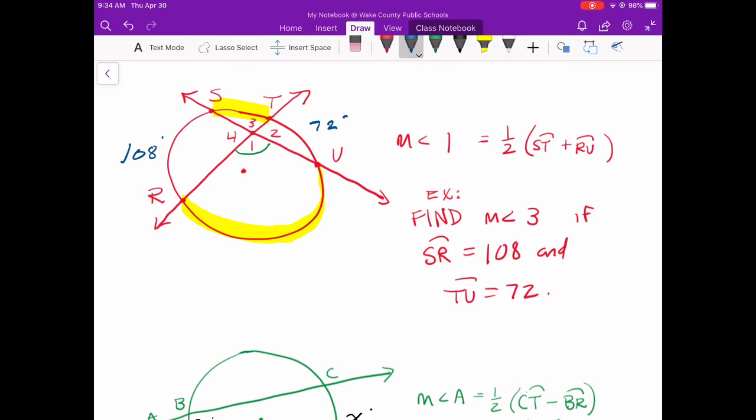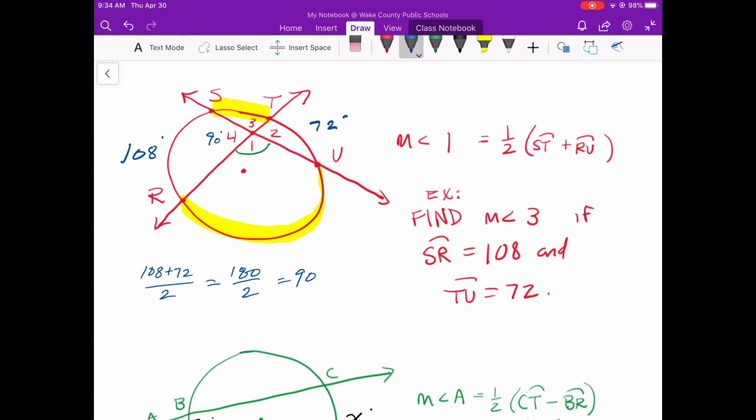Well, remember the relationship is that either angle 4 or angle 2 is going to be the average of those two intercepted, or quote unquote vertical, arcs. So we're going to add those up, 108 plus 72, and divide by 2. We're taking the average of those because that's going to tell me what either angle 4 or angle 2 is. So this is 180 divided by 2, or 90 degrees. So angle 4 right now is 90 degrees.